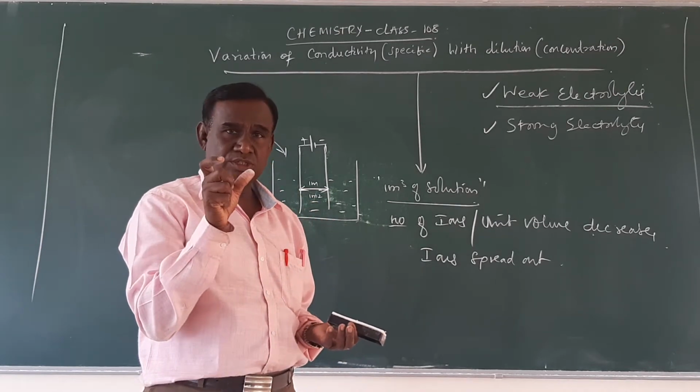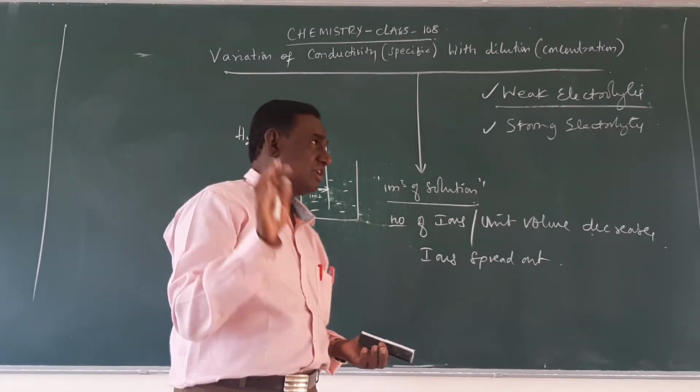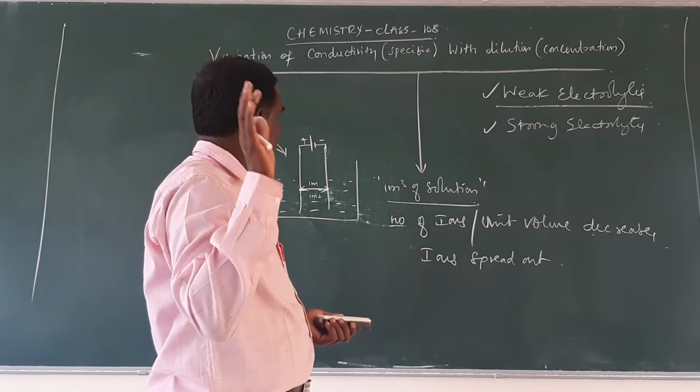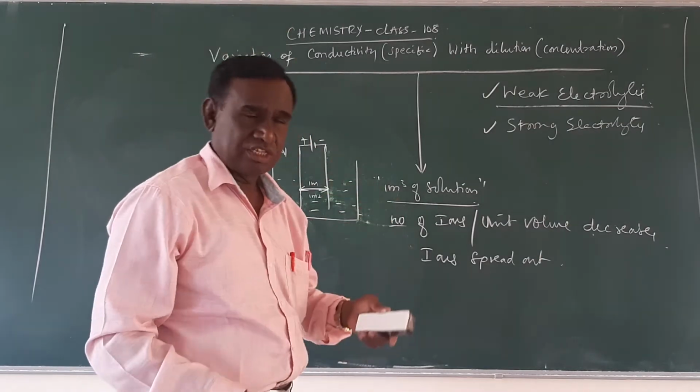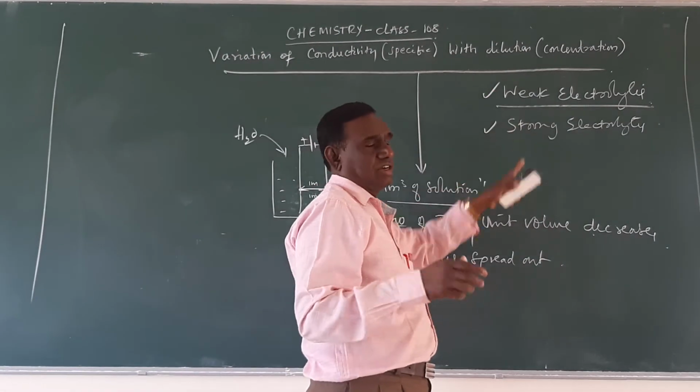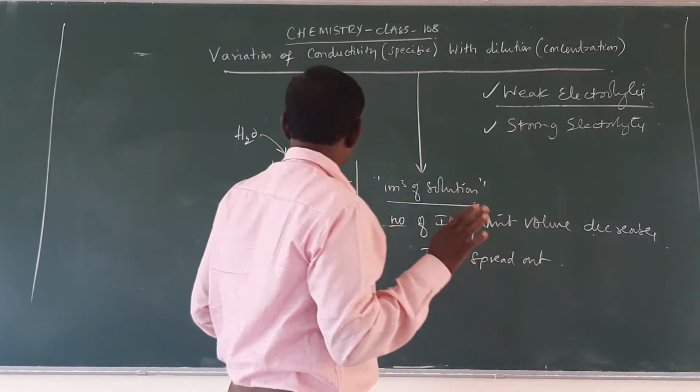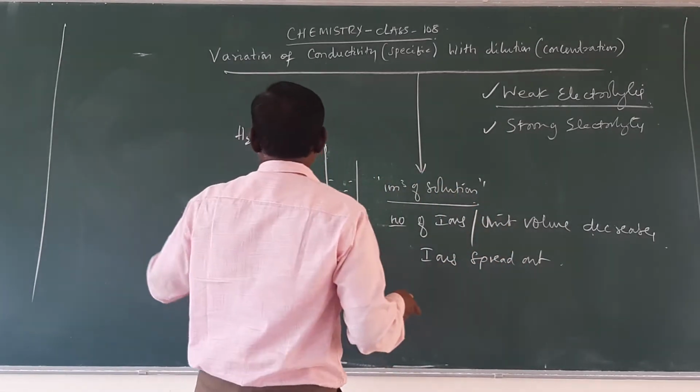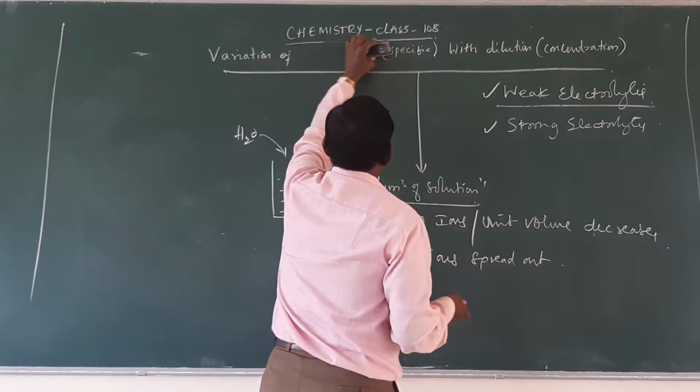That number of ions per unit volume will decrease. Therefore, the specific conductivity will decrease, both for weak as well as strong electrolytes.